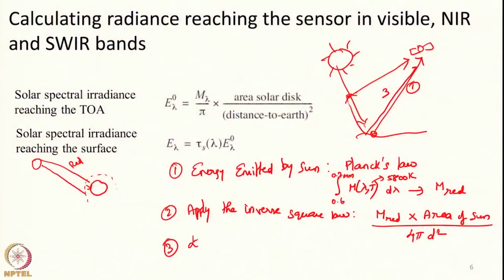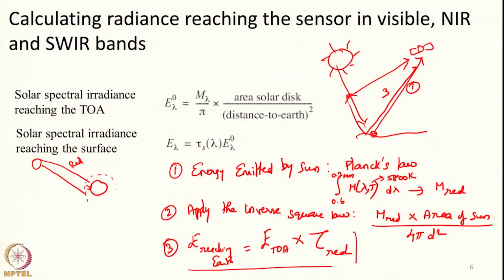So, energy E reaching the Earth's surface is equal to E top of atmosphere multiplied by the transmissivity of the atmosphere in the red band. What is transmissivity? It is the fraction of energy that reaches the Earth's surface. Let us say 100 units of energy reach the top of the atmosphere. Out of that 100 units, if 70 units reach the Earth's surface, then the transmissivity is 0.7. Okay. So, this will give us the energy from the sun reaching the Earth's surface.